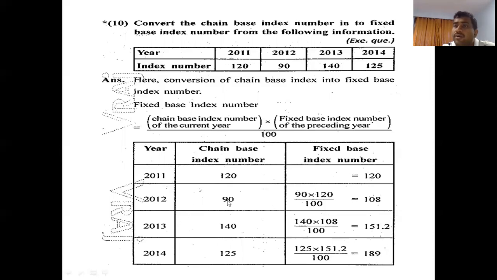Now in the next question what to do? 90 into, because 90 is the CBI of current year. Into what we have to multiply? FBI of preceding year. 90 into 120 divided by 100, so the answer comes to 108. Now for 2019, 140 into 108 divided by 100 is 151.2. For 125, 125 into 151.2 divided by 100 is 189. Clear to you?